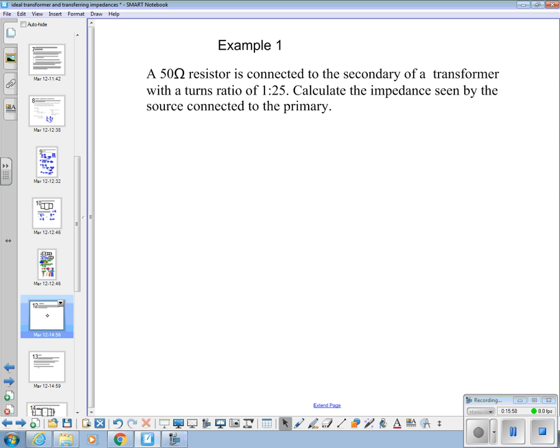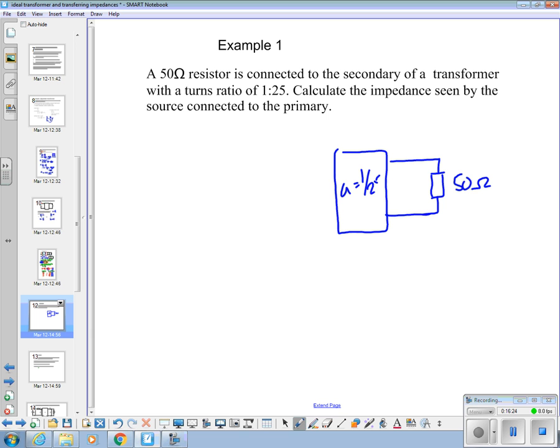So a 50 ohm resistor is connected to the secondary of a transformer with a turns ratio of 1 to 25. So there's our resistor, 50 ohms, and A is 1 over 25. Calculate the impedance seen by the generator. What impedance does the generator see looking in there?